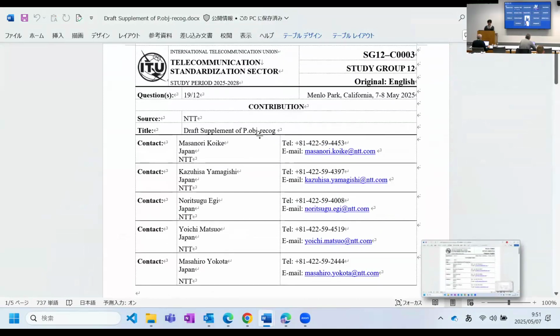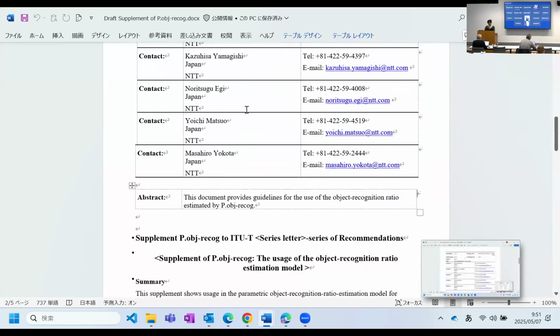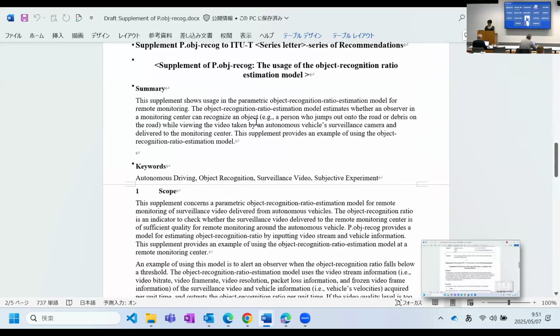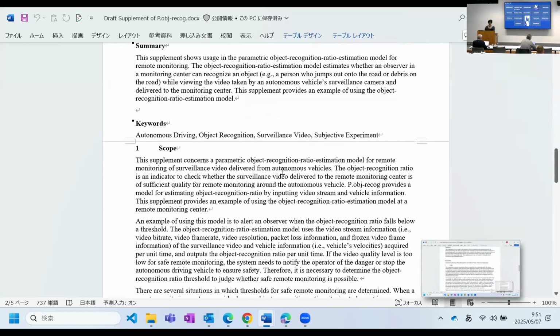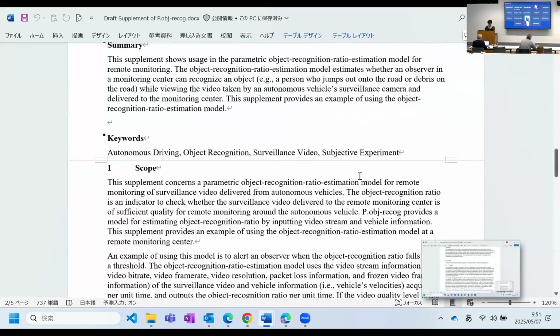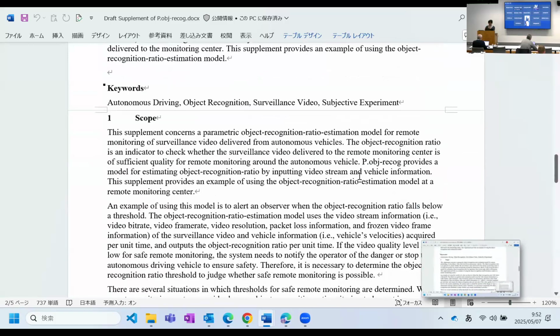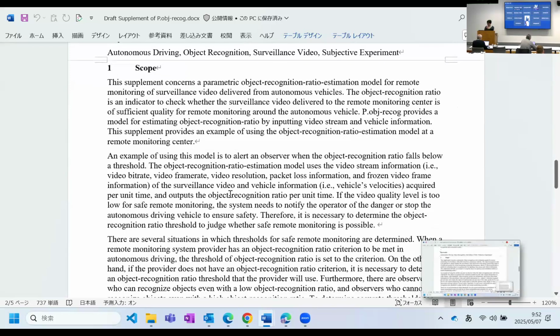Finally, we explain the draft supplement of P-dot object recognition. This document provides a guideline for the use of the object recognition ratio estimated by P-dot object recognition. This supplement concerns a parametric object recognition ratio estimation model for remote monitoring. It provides an example of using the model at a remote monitoring center, which is to alert an observer when the object recognition ratio falls below a threshold.